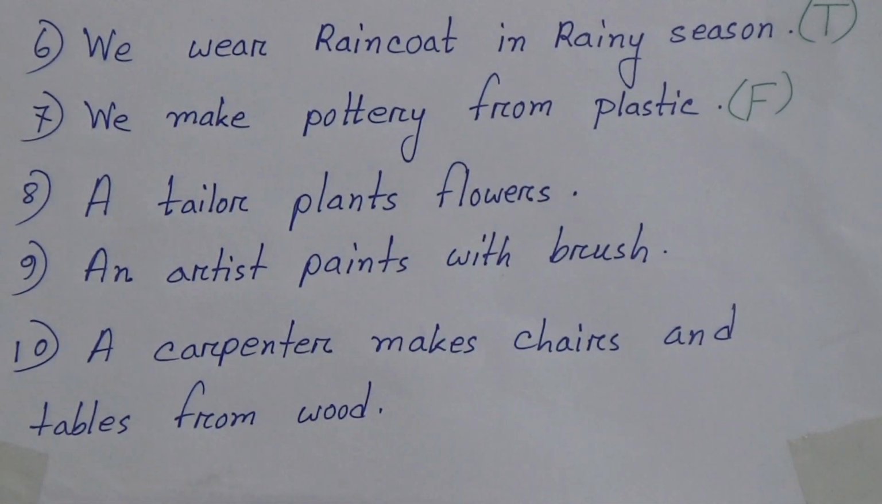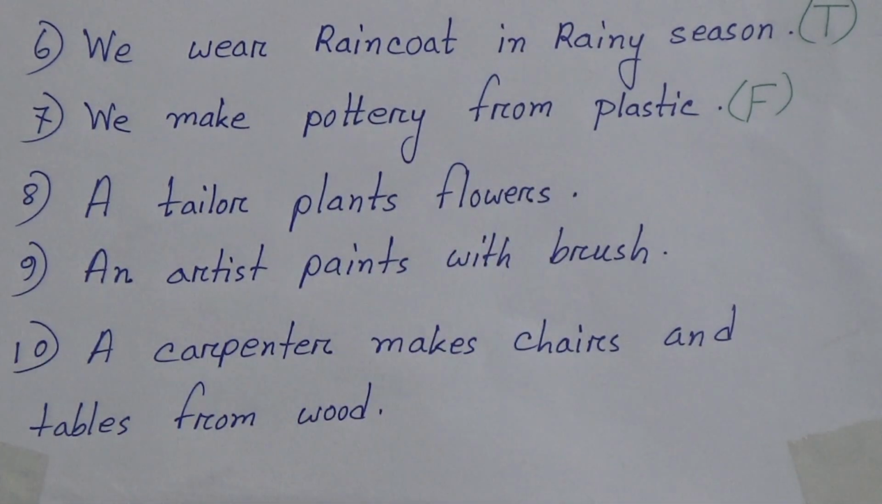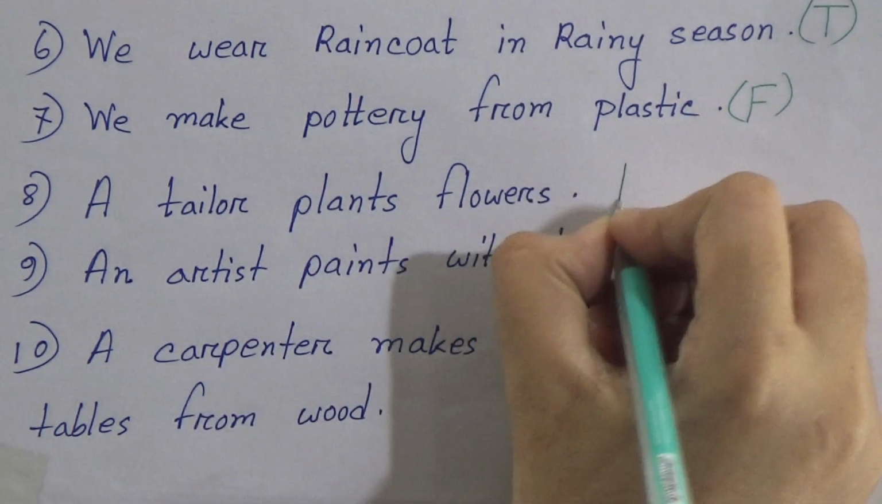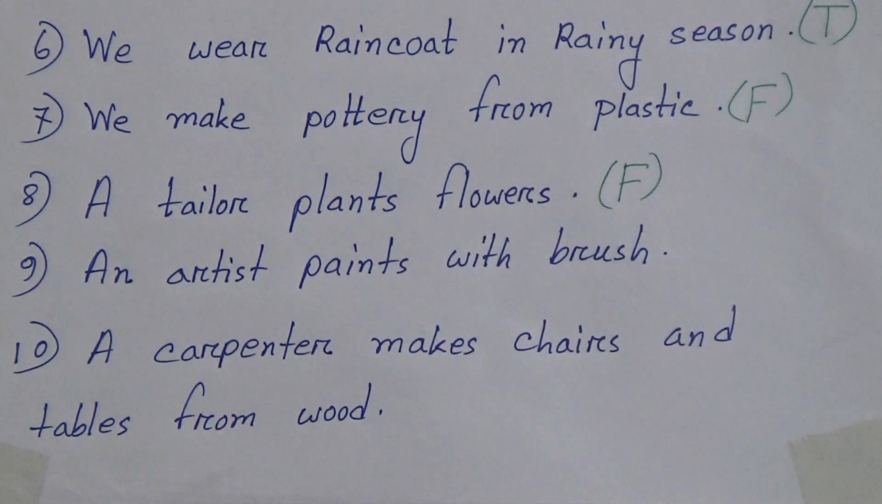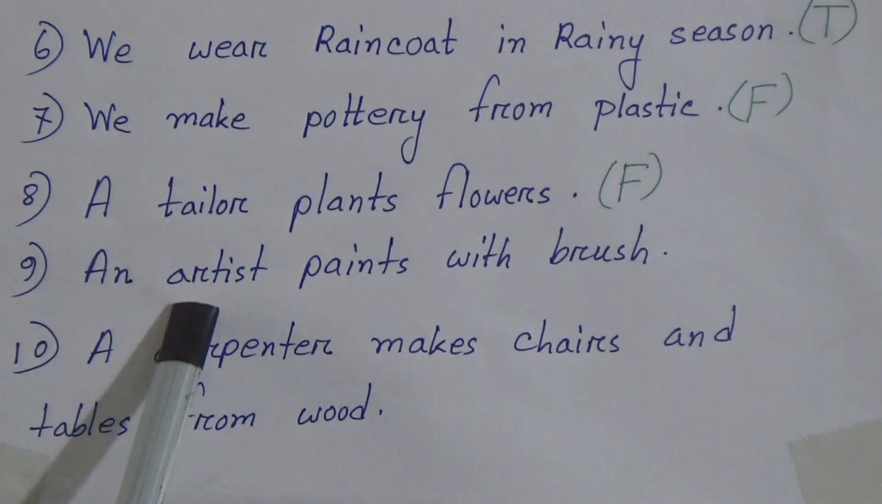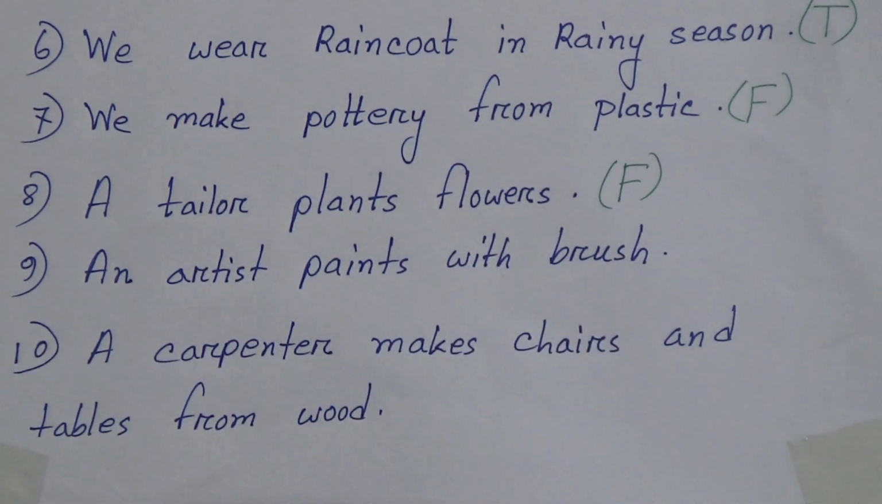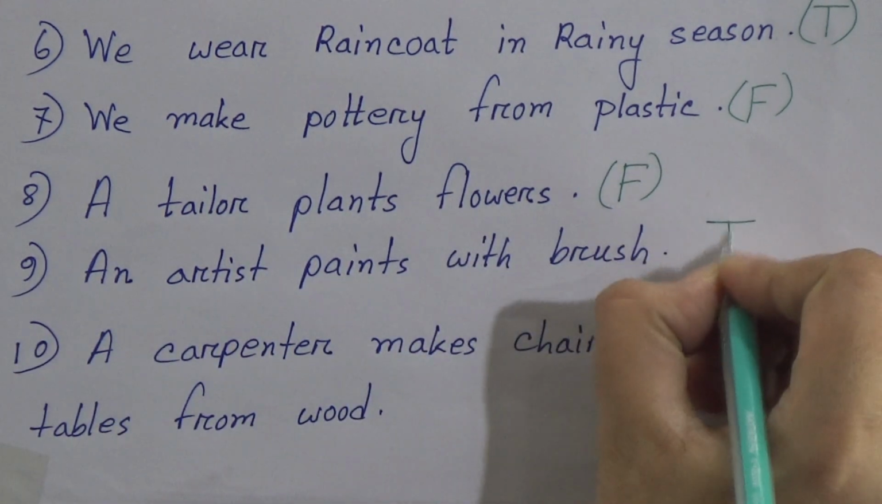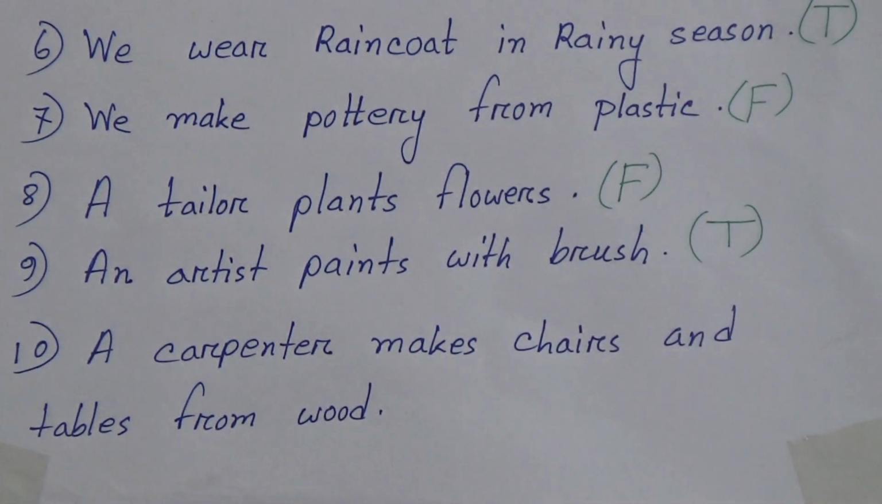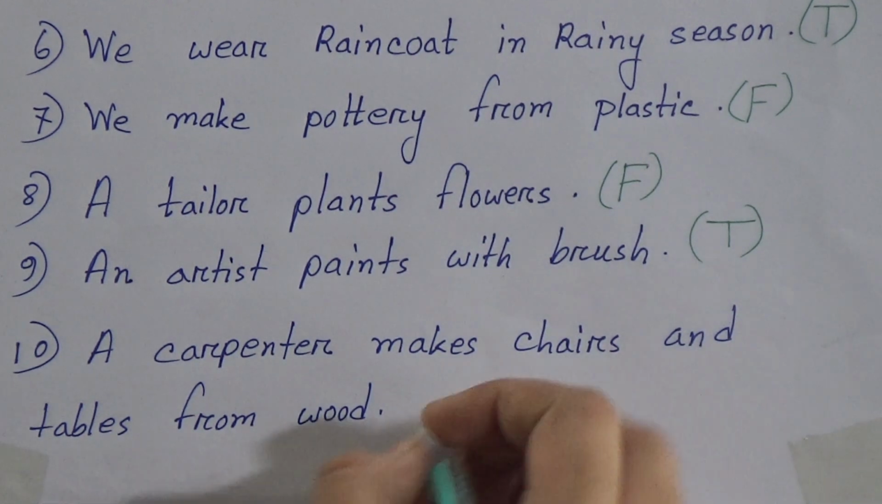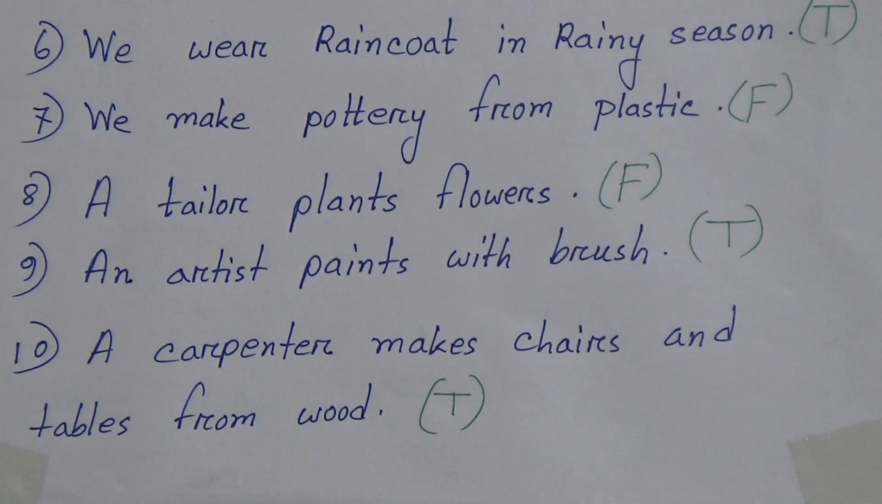8 number, a tailor plants flowers. No, this statement is also false. Then we will write here false. 9 number, an artist paints with a brush. Yes, this statement is true. Then we will write here true. 10 number, this is the last one. Our carpenter makes chairs and tables from wood. This statement is true. Then we will write here true.